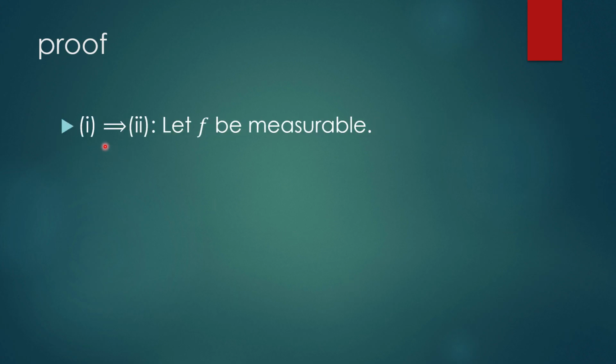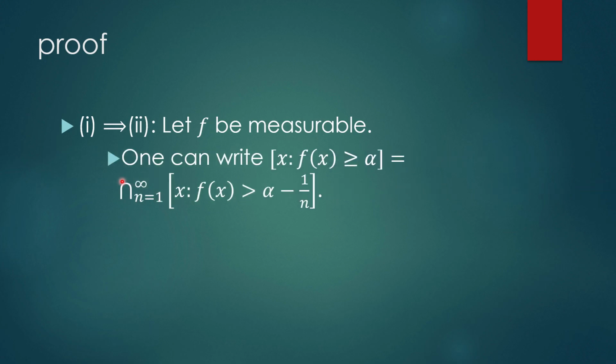1 implies 2. Let f be a measurable function. Okay, so one can write the set of x such that f of x is greater than or equal to alpha as a countable intersection, n going from 1 to infinity, of the sets of x such that f of x is strictly greater than alpha minus 1 upon n. Since the function f is measurable, this set is measurable for each n. So a countable intersection of measurable sets is measurable.